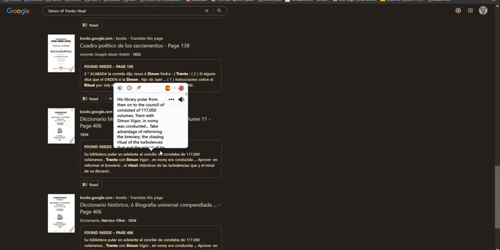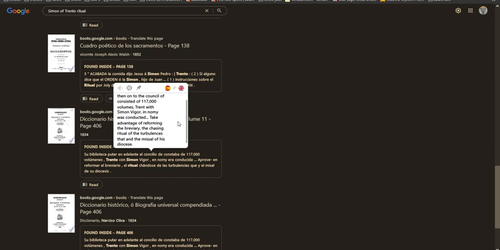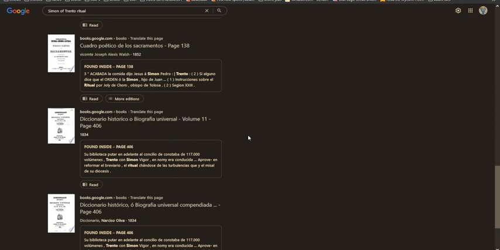His library from then on to the Council of Trent consisted of 117,000 volumes. Trent with Simon Vigor in Nomi was conducted. Take advantage of reforming the breviary and the missal of his diocese.